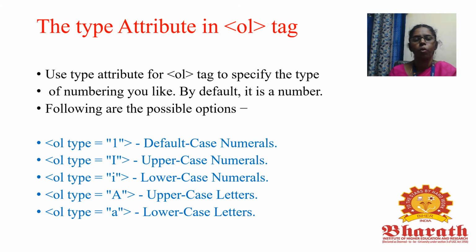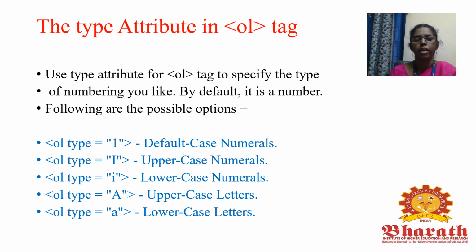The type attribute in OL tag is used to specify the type of numbering we need. By default the value is a number, that is it starts from 1, 2, 3 etc. So we have to specify the type within the OL tag. So OL type is equal to 1. So it specifies the default number value starting from 1. And OL type if we specify as a capital letter I, that is uppercase numeral, that is the Roman letter I, II, III. Suppose if you specify small letter i, then it is a lowercase numerals i, ii, iii.